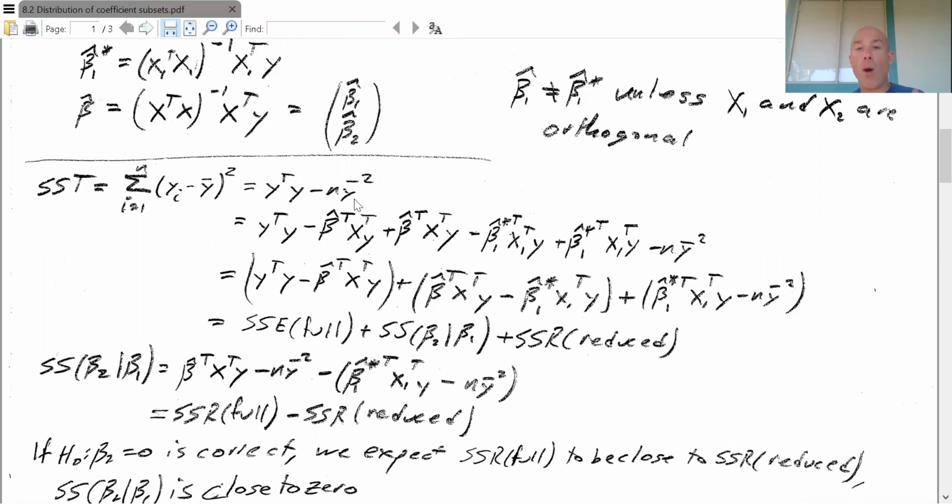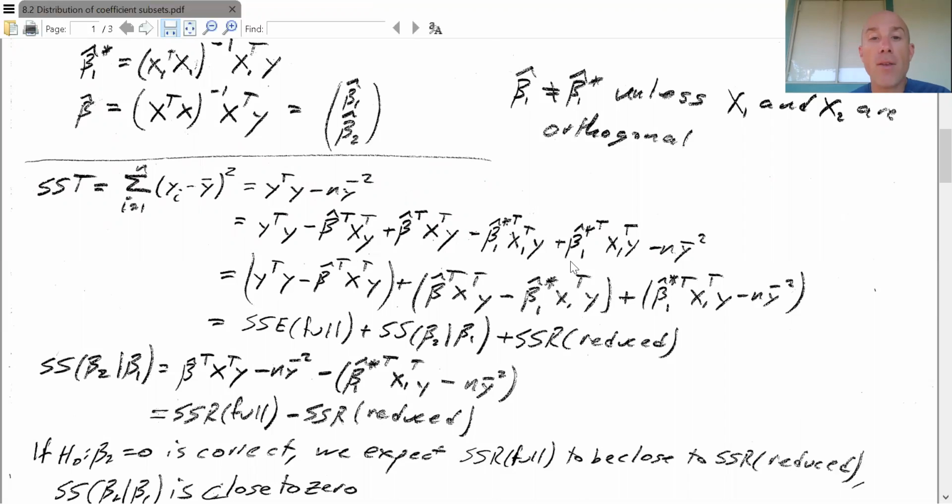So now what I'm going to do is add and subtract terms in there so that I can rearrange this into something that is a little bit easier to interpret. So I'm going to take the regular full model estimate part here, so beta hat transpose X transpose Y. And I'm going to add and subtract the same thing. And then I'm going to do the same thing, but with the reduced model. So I've got X1 and a beta hat star 1.